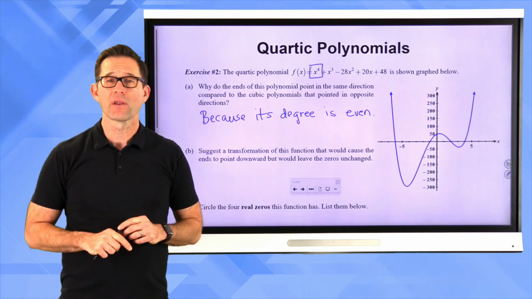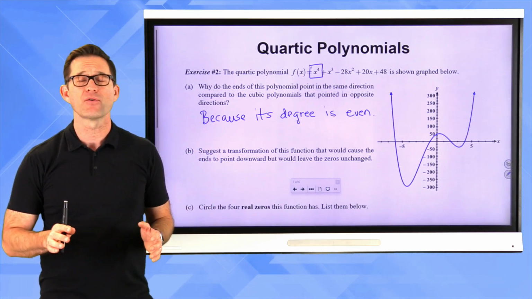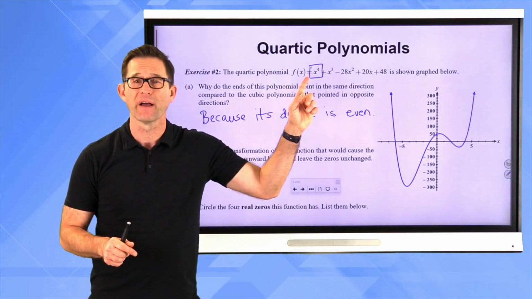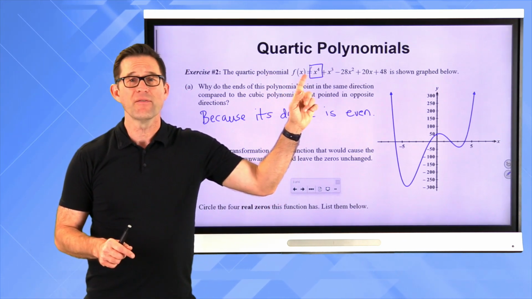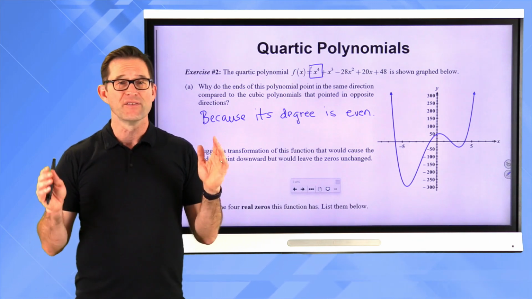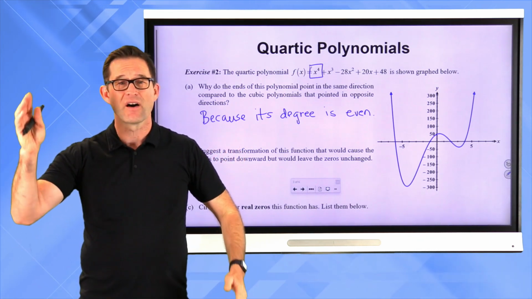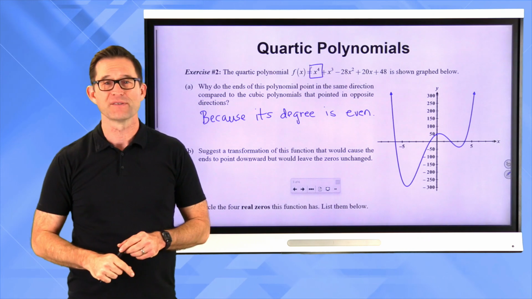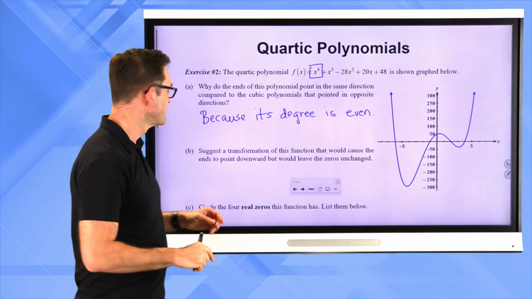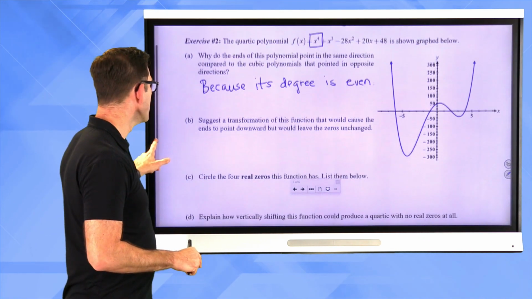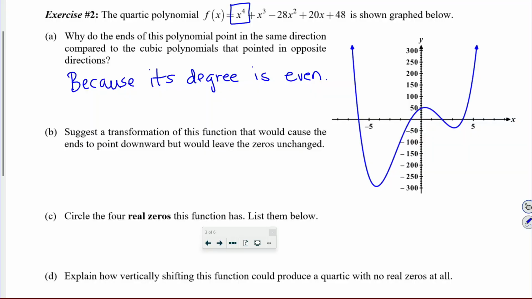And then what we saw in our last lesson was that the long-run behavior of a polynomial is going to be dictated by its highest powered term. So if the highest powered term is even, the two ends point in the same direction, and if it's odd, the two ends point in opposite directions. All right, letter B. Suggest a transformation of this function that would cause the ends to point downward, but would leave the zeros unchanged.